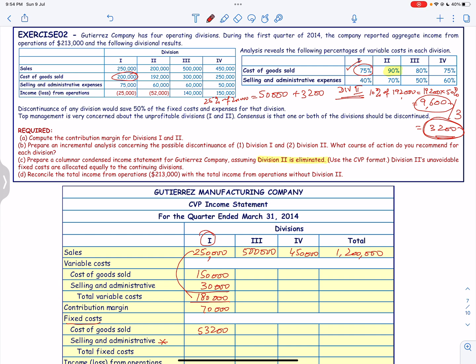For division 3, the variable cost of goods sold is 80% of 300,000. So 80% of 300,000 will be 240,000. And the selling and administrative expenses are 50% of 60,000, that makes 30,000. So this is equal to 270,000, and sales minus total variable cost will give us the contribution margin, and this will be equal to 230,000.